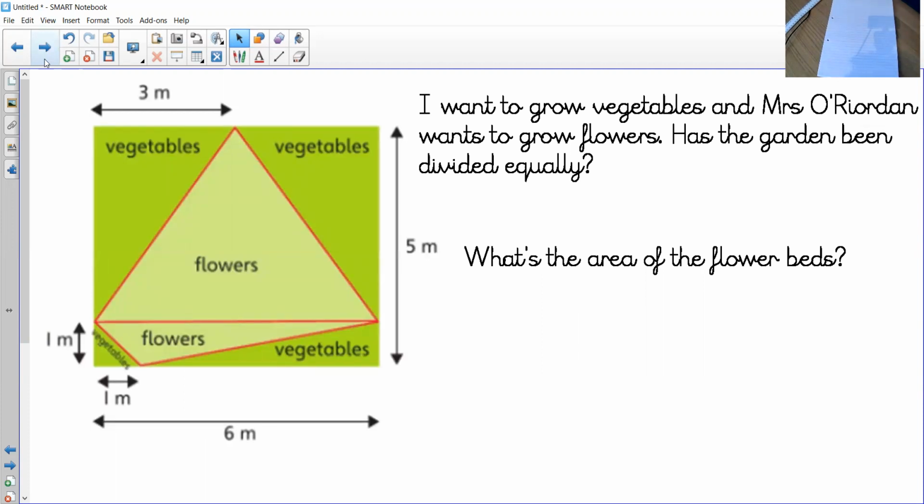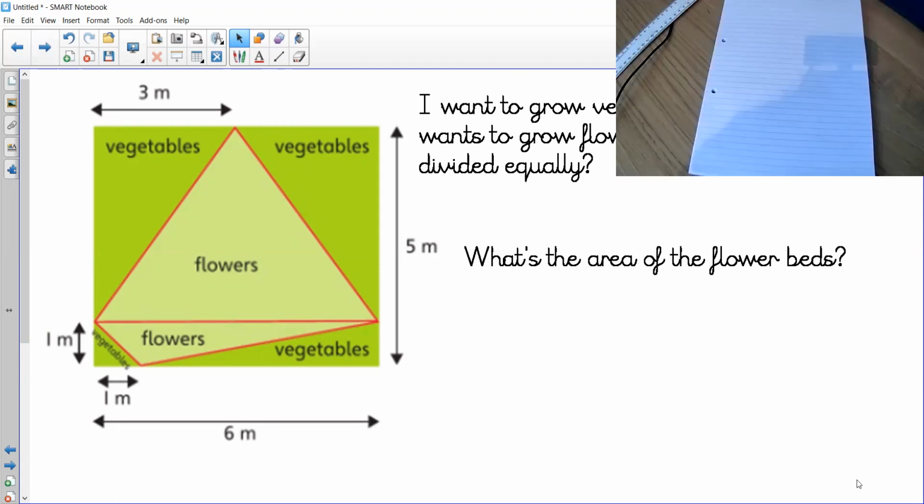Now, these questions seem hard. If you look at it, there's lots of things there to take in. We just need to break it down. So let me just move this and try and make this a bit bigger for you. Ta-da, there we go, so you can hopefully see it all.